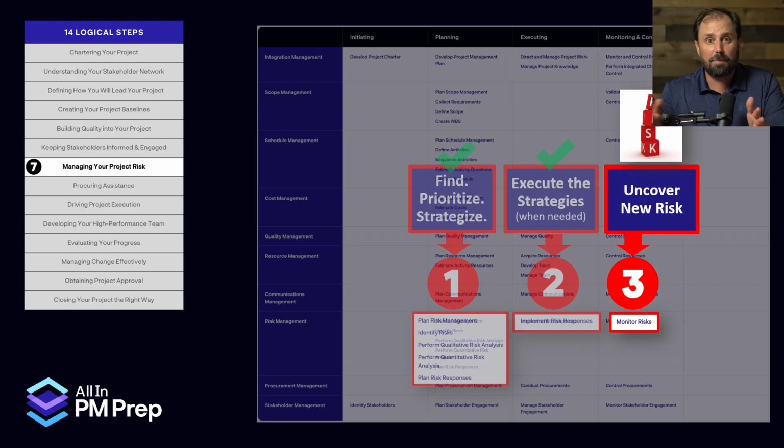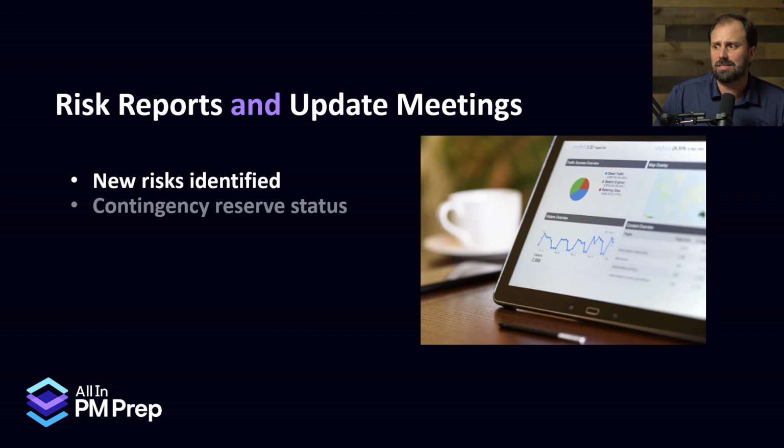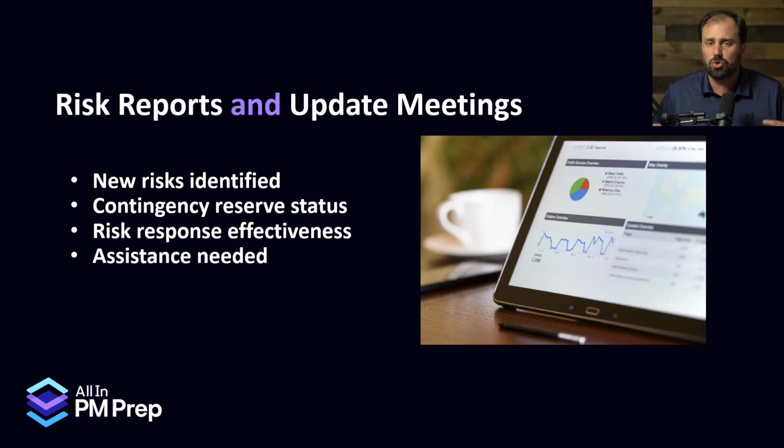That's the way it goes. Okay? And as we get deeper and deeper into the project, we're going to uncover new risks and opportunities. We got to go back, update them in the risk register, and keep on rolling. Now, to finish this out, the constant drumbeat is we got to have risk meetings, monthly, if you will, and risk reports that summarize the relevant risk information. What new risks have we identified? What's the status of our contingency reserve? How much money have we spent? How much we got left? How effective have our risk responses been in serving the need? And what assistance do we need? That'll keep everybody aware, everybody updated, and everybody moving in the right direction.